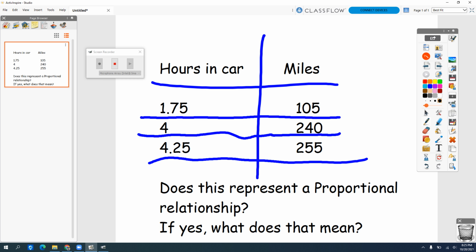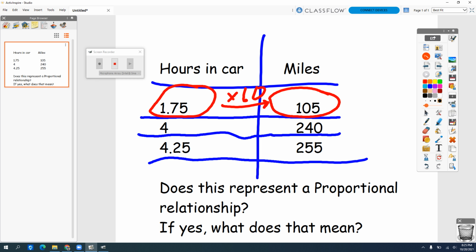I'm talking to the parents right now, the guardians. You should have seen that the student took this number, 105 miles, and divided it by 1.75. And if they did that, you get an answer of 60, which pretty much means you're multiplying the hours times 60 to get the miles.